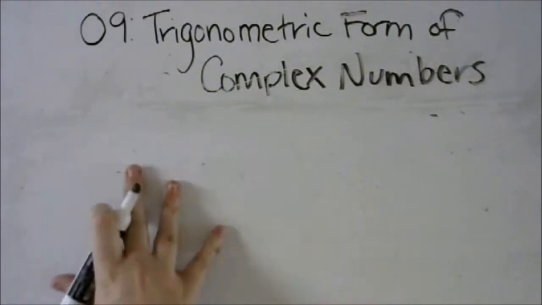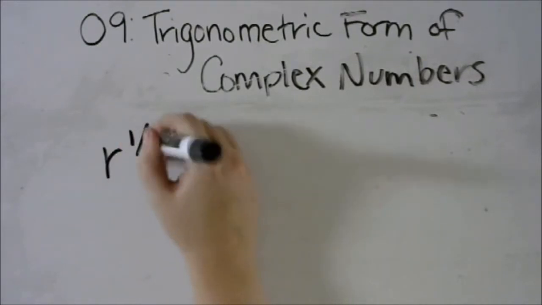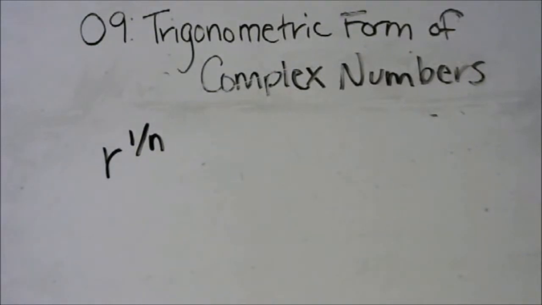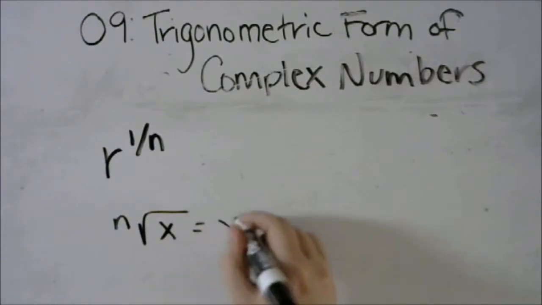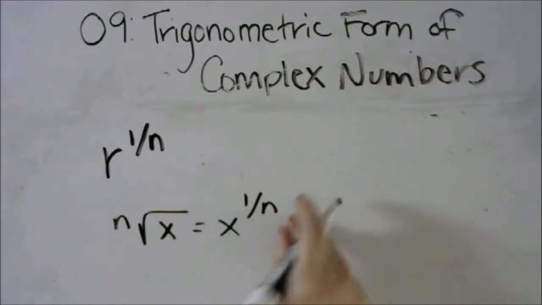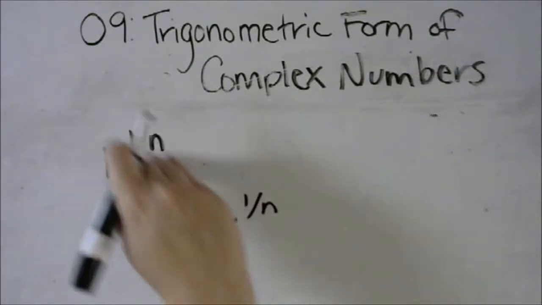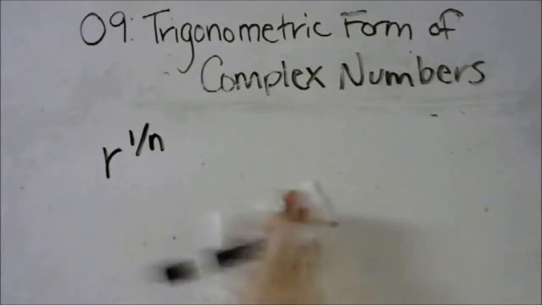And this formula is a little bit more complicated, but it is derived from de Moivre's theorem. So we start with r to the 1 over n power. If you remember your rational exponent rules, the nth root of a number is the same as x to 1 over that root. And that's what we're using here. So we're keeping it as a rational exponent, but it does really mean the nth root.